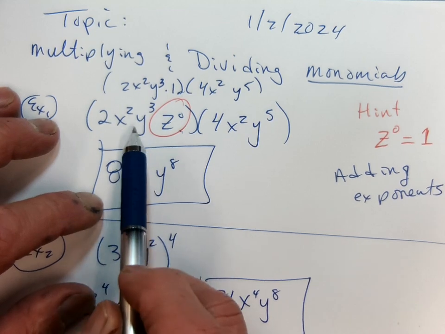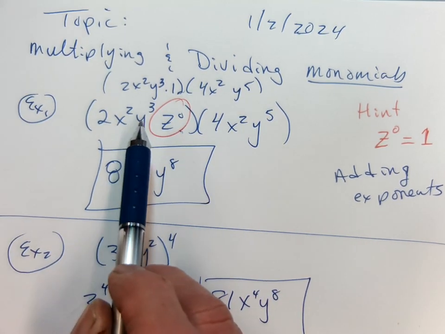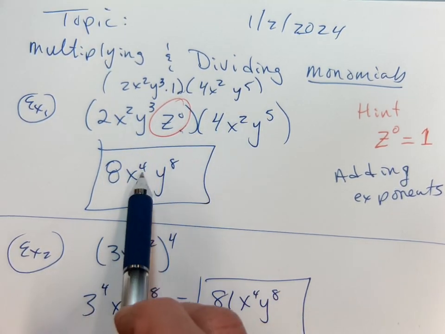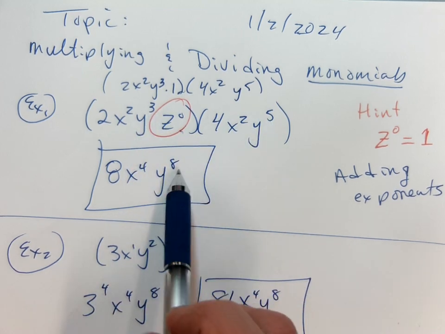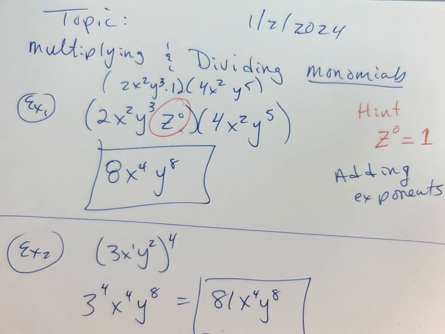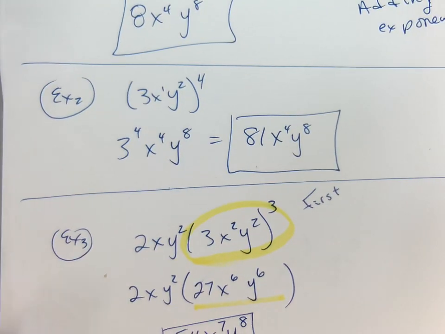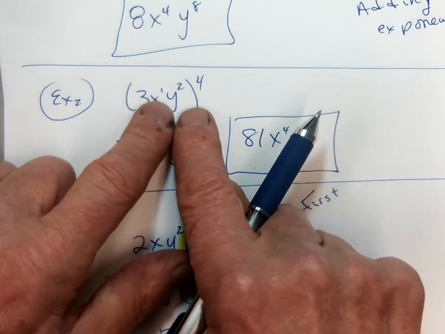And then when I'm multiplying bases, I add their exponents. So I'm going to go 2 and 2 makes x to the 4th. 3 and 5 makes y to the 8th. Okay, that's it. So when you multiply monomials, you add their exponents. Okay. Example 2 is a little bit different because in example 2 you've got exponents to an exponent.